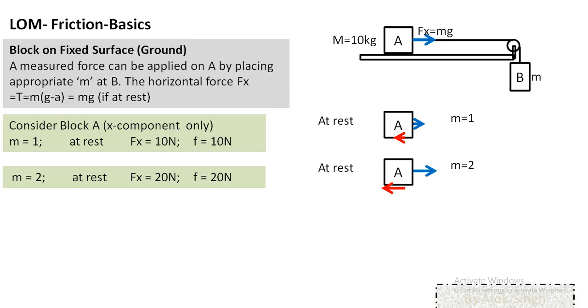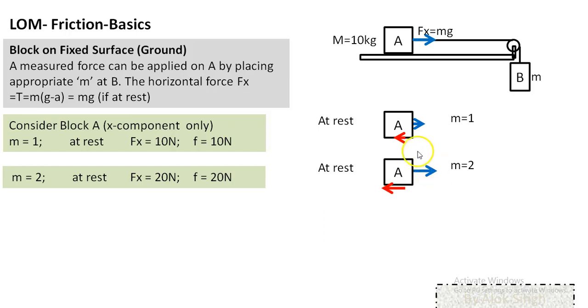Next, we increase the mass of block B. We make it 2 kg. Again, if we find it is at rest, what does it imply? First of all, Fx will be equal to M into G, 20 Newton. So this force will become equal to 20 Newton.